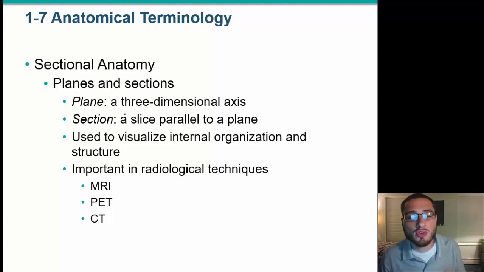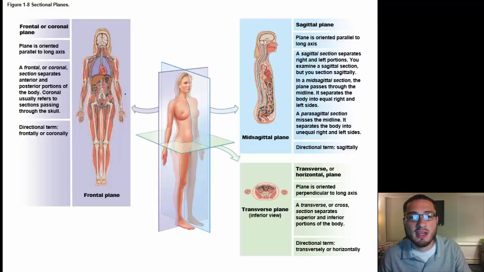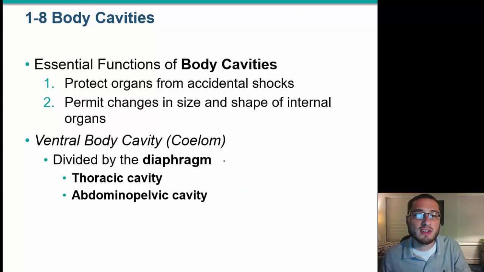Some of the planes that you're going to want to know about. If you're going to become a radiologist or a radiology technician, they need to know the different planes, and they're going to take pictures of these different planes: MRI, PET scan, CAT scan, X-rays. If I were to cut you from front to back, that's going to be your frontal plane. If I cut you right down the middle, that's going to be your mid-sagittal, or sometimes just called sagittal plane. And if I cut you into top and bottom, then that's your transverse plane.